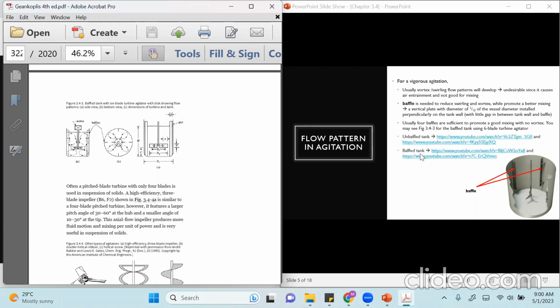Now, I have four videos to show you the unbaffled tank and the baffled tank, and you can see the difference between the two. For an unbaffled tank, they will usually form a vortex, and it will reduce the mass transfer. While for a baffled tank, it will give you good mixing with no vortex.